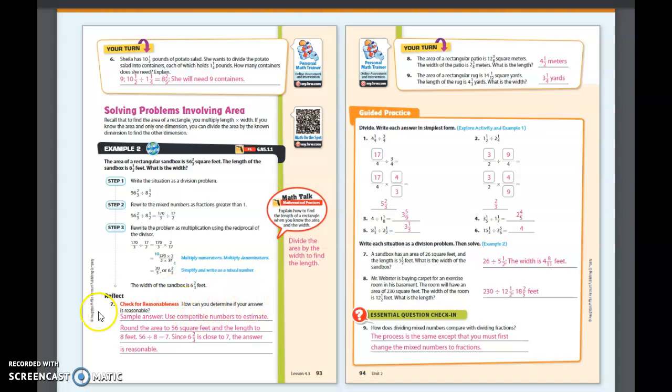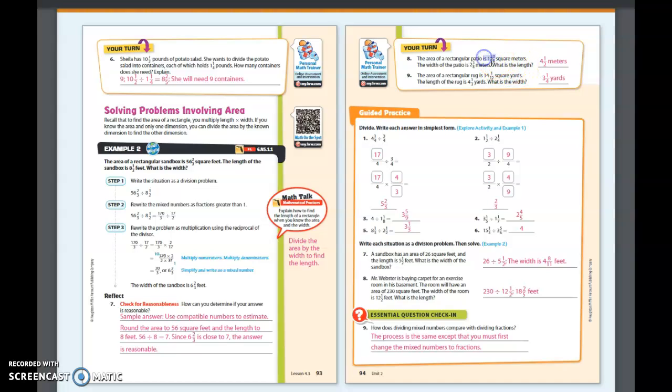How can you determine if your answer is reasonable? Well, you can use compatible numbers to estimate and round to the area. So if this was about 56 square feet and the length was about 8 feet, and I were to divide that, then I would get about 7, and 6 2/3 is pretty close to 7, so the answer is reasonable. The area of a rectangular patio is 12 3/8 square meters. The width of the patio is 2 3/4 meters. So what is the length?